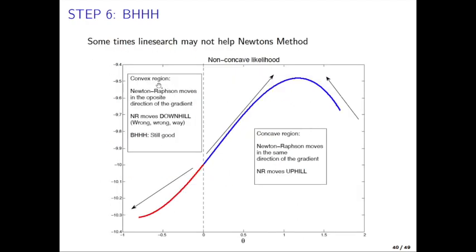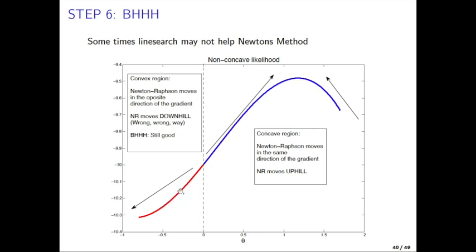So in a convex region, if you're maximizing the likelihood, right? I mean, you have to be a little careful because usually we're using minimization algorithms. You have to replace convex by concave and turn the graph upside down. But I think you can live with that, okay? But in a convex region here, well, the pure version of Newton-Raphson is going to take you in the opposite direction of the gradient. And that's a known problem, right?